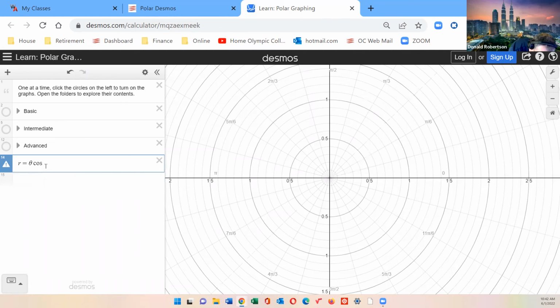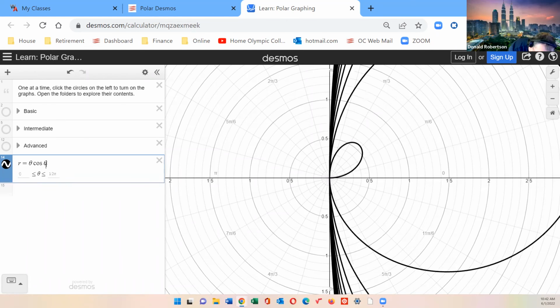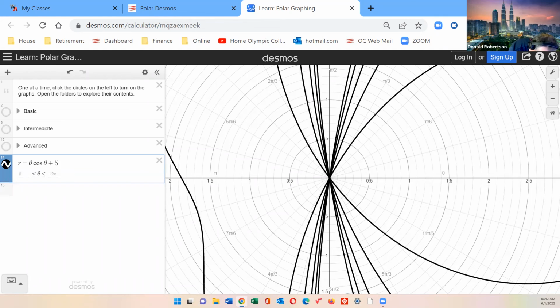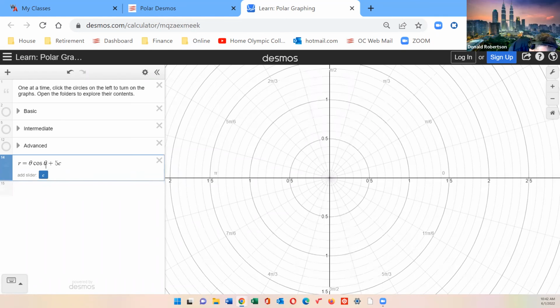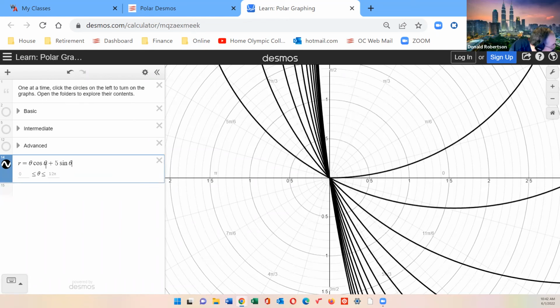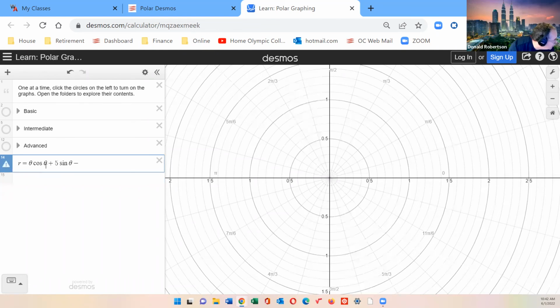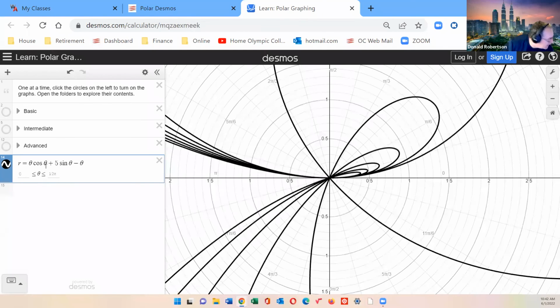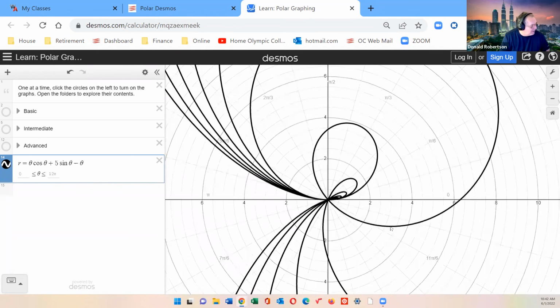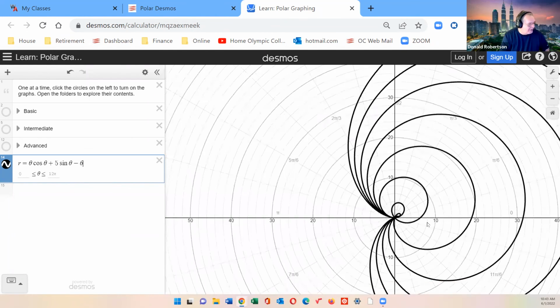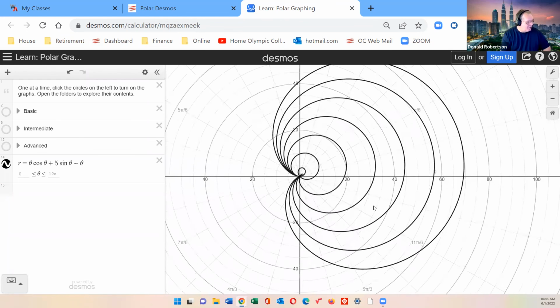Cosine of theta plus 5 sine of theta. I'll have to fix some of these if it's not worked. Take away a theta. Yeah. Oh, am I an artist or what? Is that not cool?